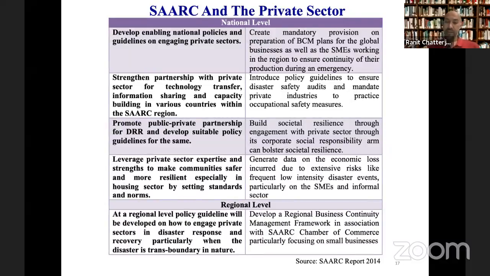SAARC also has a very clear role for the private sector, and people who are aware of the SAARC Disaster Management Centre know that way back in, I guess, 2012, they came up with a policy for engaging the private sector. There they are talking about BCM plans, how SMEs should work in the region to ensure continuity, building societal resilience through engagement of the private sector, corporate social responsibility, and generating data on economic and social losses.